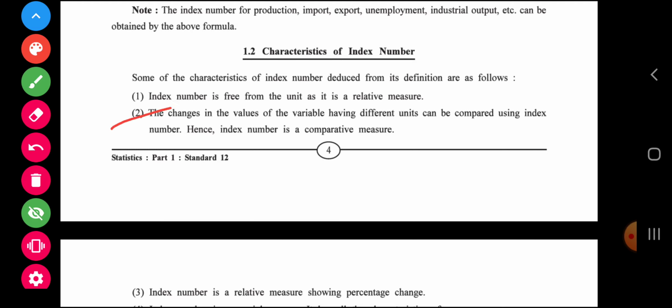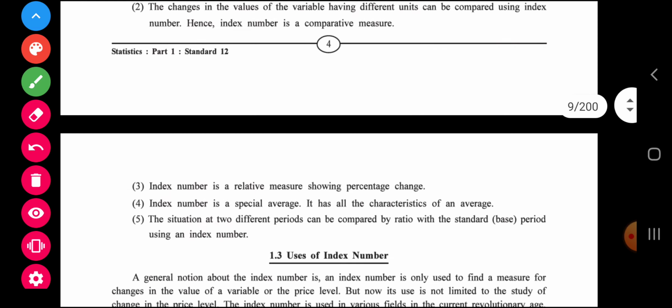Okay, second, the change in the value of variables having different units can be compared using index number. Hence index number is a comparative measure. For example, if you want to compare the price of wheat and rice, okay. But if you want to compare the price of wheat with the price of oil and the price of sugar, there will be amount variations. But with index number, you can easily compare and draw a meaningful conclusion. Okay, third, index number is a relative measure showing percentage change.